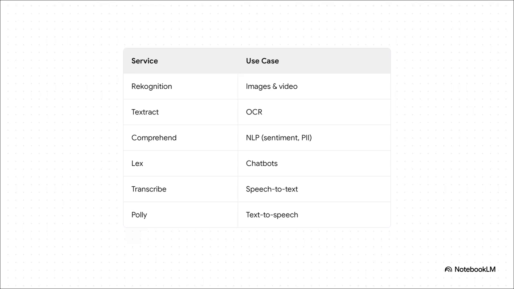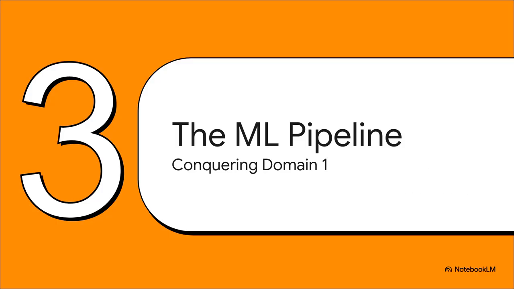Lex is going to be for building your chatbots. Transcribe literally turns speech into text. And Polly? That does the exact reverse, turning text into lifelike speech. Lock these pairings in your brain for sure, because AWS loves to test if you know, say, your Comprehend from your Rekognition. Section 3. Mastering the ML pipeline.